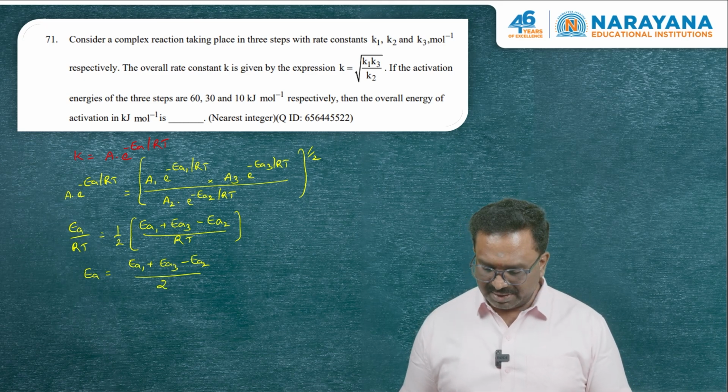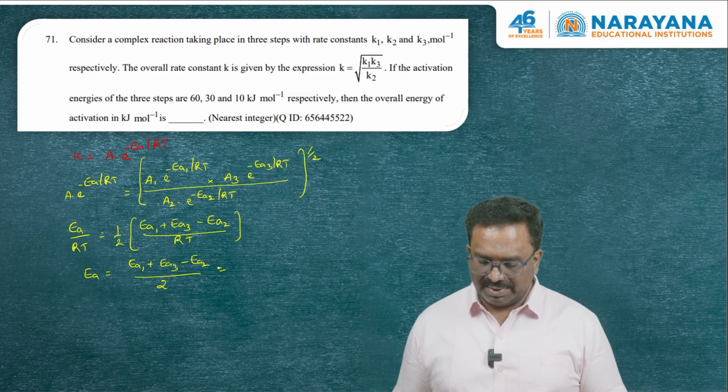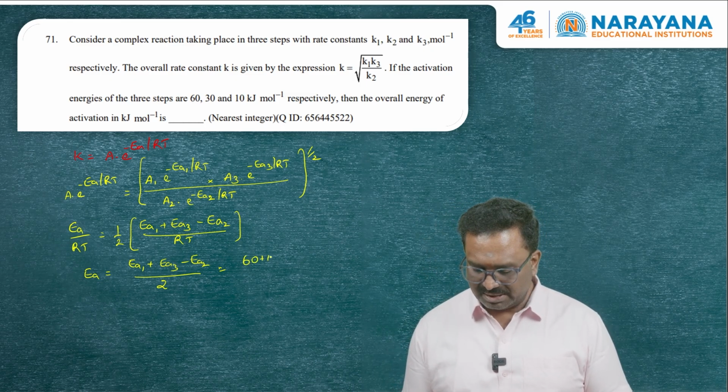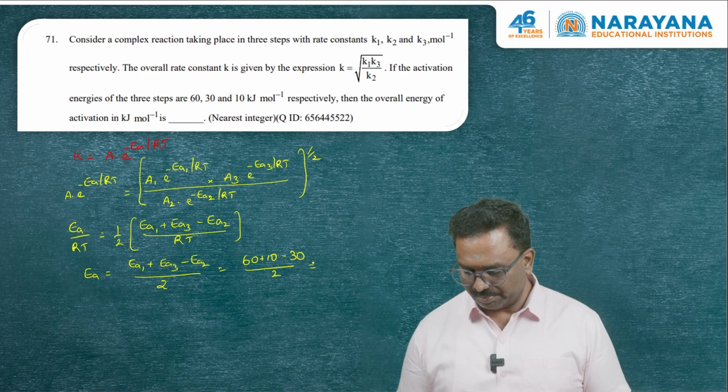Now here let me substitute the values given. What is the value given? Activation energies are respectively, so 60 plus 10 minus 30 by 2. So this value is 40 by 2, which is equal to 20.